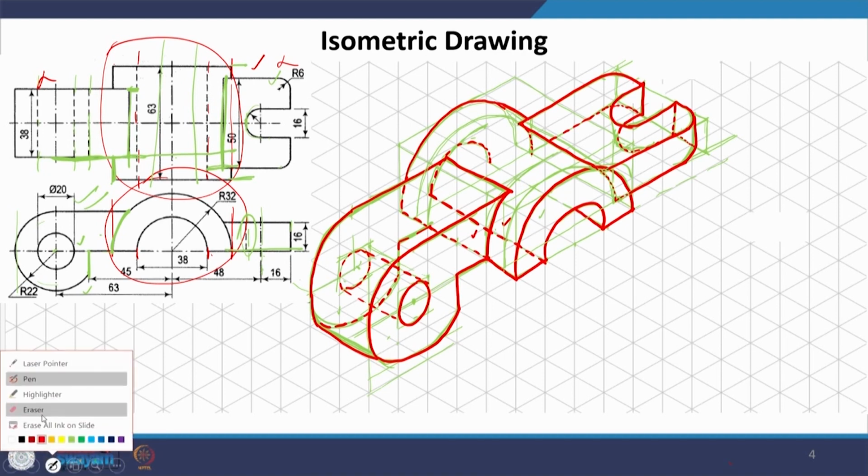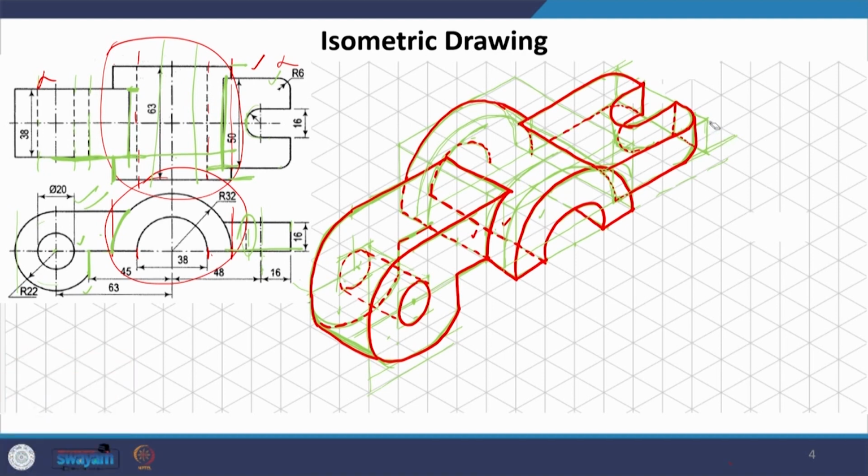So, if I remove the reference lines and the reference planes here, you can actually figure out what this object would look like, and there will be a dotted line here and there will be a dotted line here. So, now you can see that this object is complete, all the edges are meeting and matching.